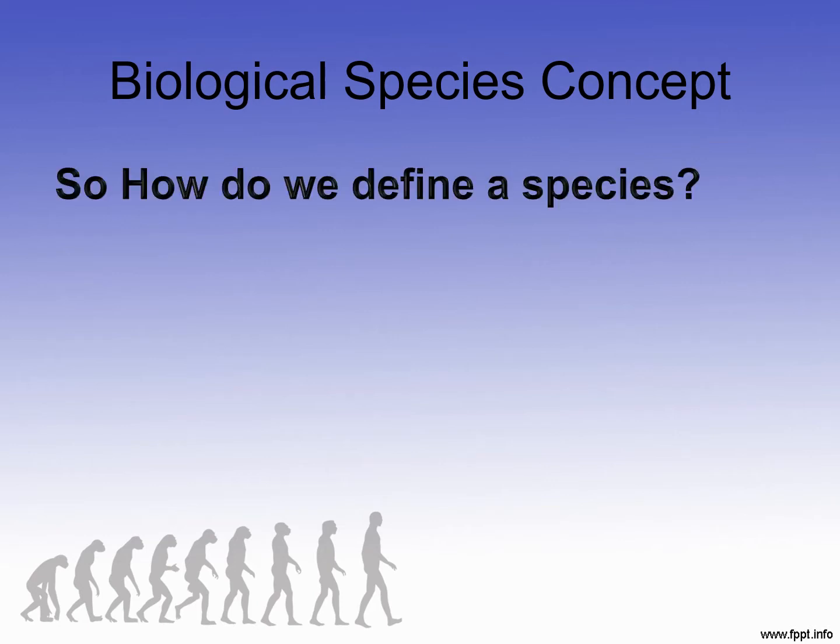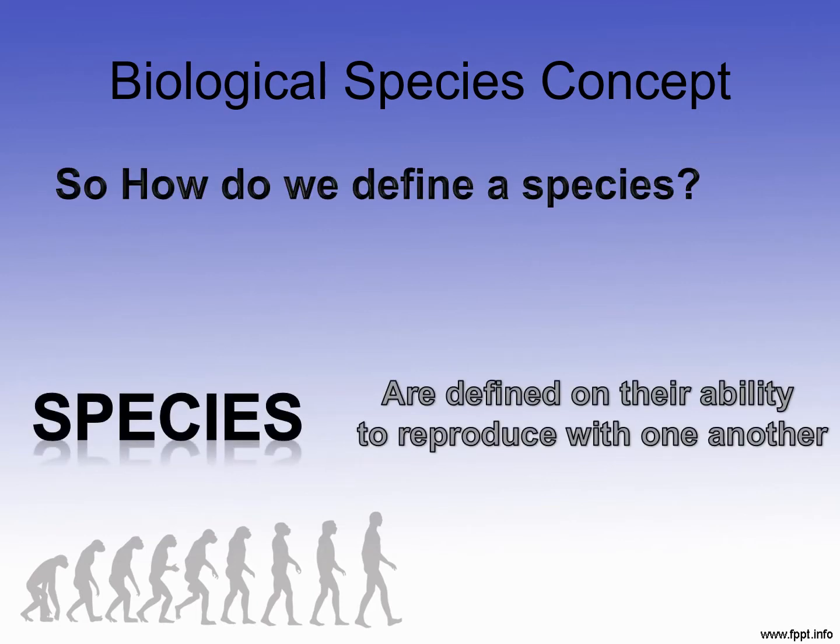So how really do we define a species? Well, a species is defined on their ability to reproduce with one another, right? So if they can reproduce with one another, then they are in fact the same species. That's what's known as the biological species concept.